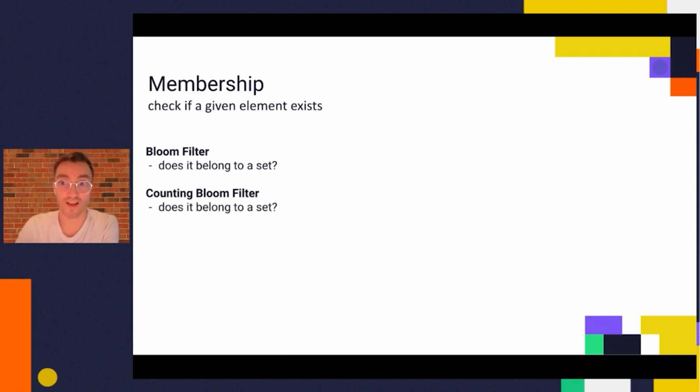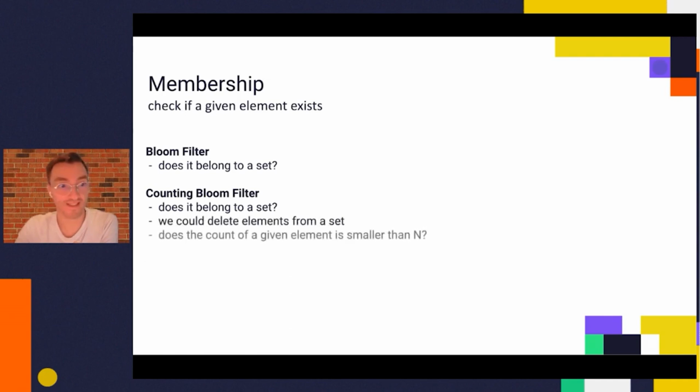A counting Bloom filter could answer additional questions. So does it belong to a set? And also we could delete elements from a set and check whether the count of a given element is smaller than n. So nice, we could check the number of occurrences of things in our data structure.